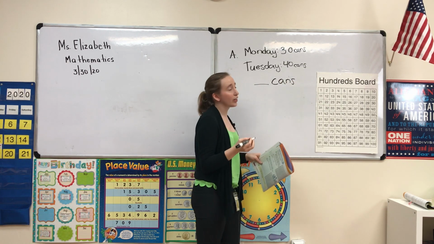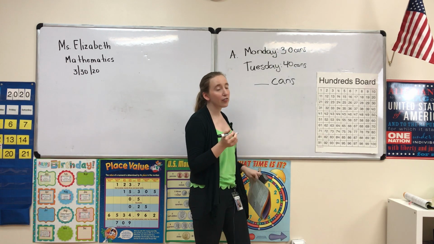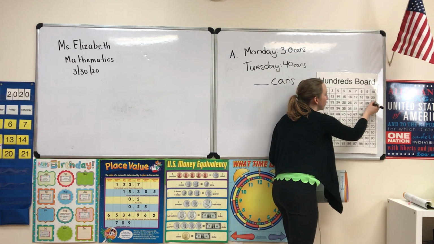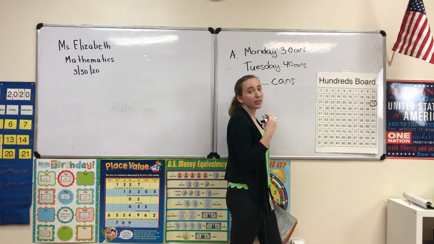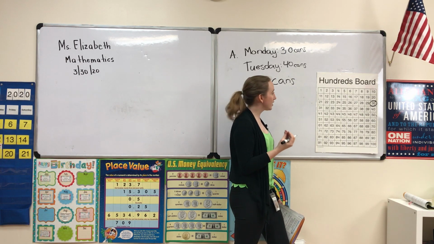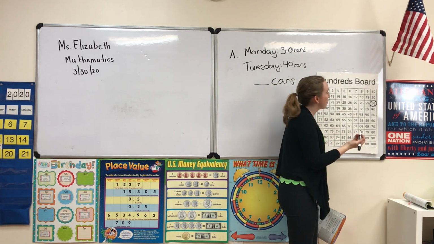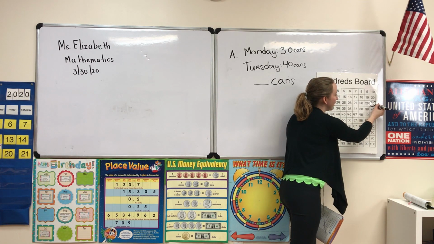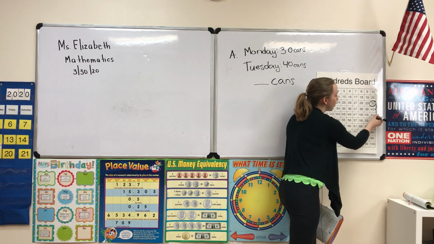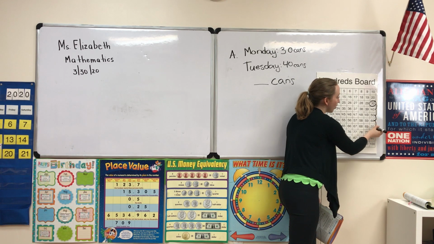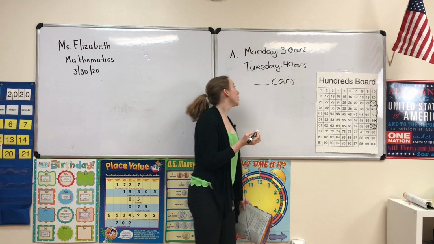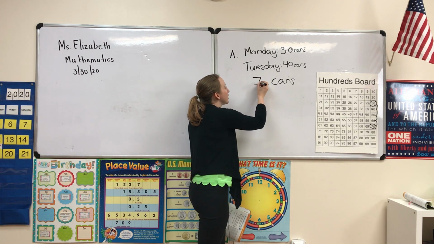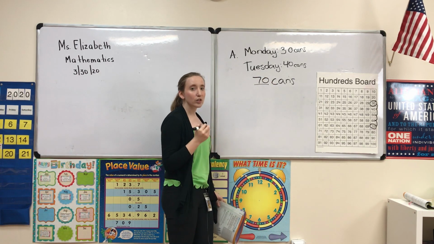On your hundreds chart, you're going to start by circling 30 because that's what we're starting with. Now we have to add 40 more. We're going to do it by tens because that is going to be the fastest way. So we start here, we go 10, 20, 30, 40. And then you circle 70. So now we know they collected 70 cans total.